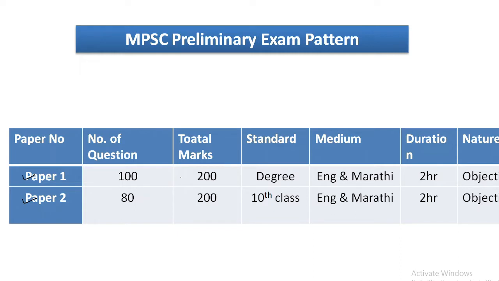Now let's move to paper 2. Paper 2 is generally known as the paper of CSAT. The CSAT paper consists of 80 questions for 200 marks, and the standard of the questions is equivalent to your 10th class. The medium, duration, and nature of paper 2 are similar to paper 1. That means the duration is also 2 hours, and the nature is objective.